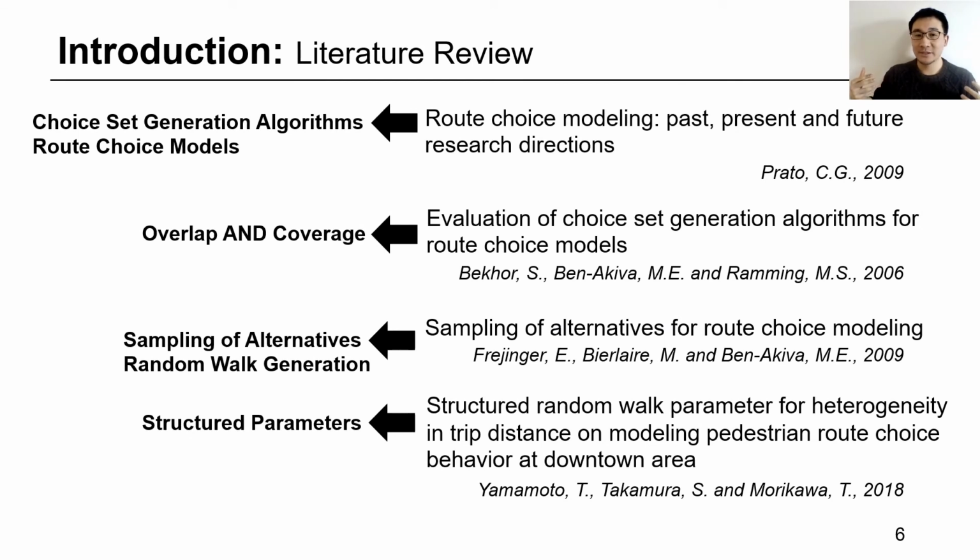I studied scholars' previous works under the big topic of route choice modeling, checked different choice generation algorithms, different route choice models, and also some important indices as well. I decided to design my research structure by applying the major methodologies of sampling of alternatives and random walk generation. I also decided to conduct experiments on structural parameters.